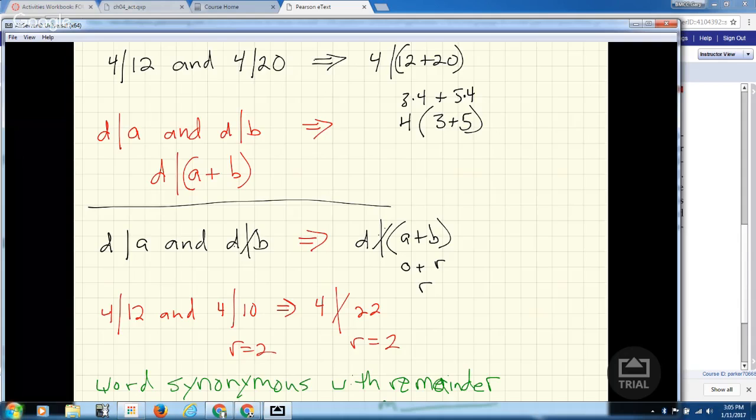All right, let's take a look a little bit more with this. All right, what about if we say, let's suppose d does not divide a and d does not divide b. What happens then? What can we conclude about d dividing a plus b?